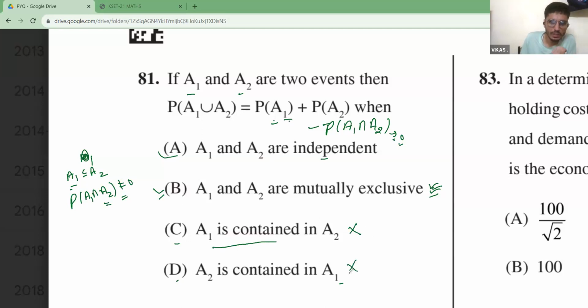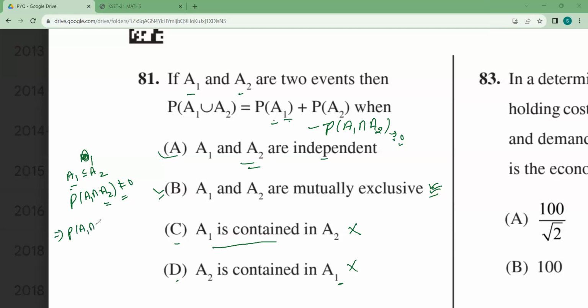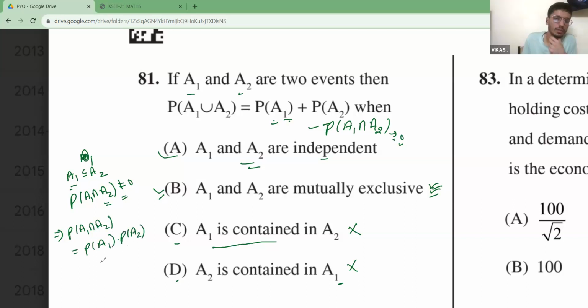Similarly, we can show the other conclusion is false. So what about option A? If A1 and A2 are independent, what does that mean? That the probability of A1 intersection A2 is equal to probability of A1 times probability of A2. Is this implying that probability of A1 union A2 equals probability of A1 plus probability of A2? No, it is not implying. Why?